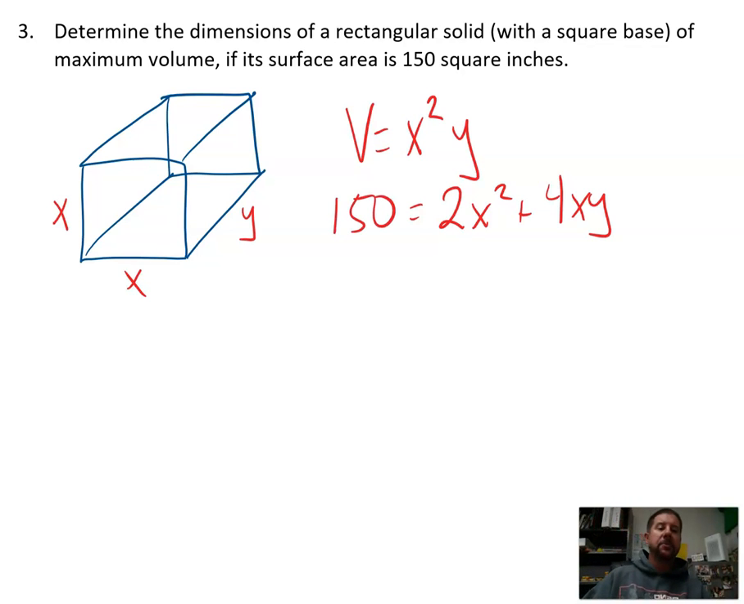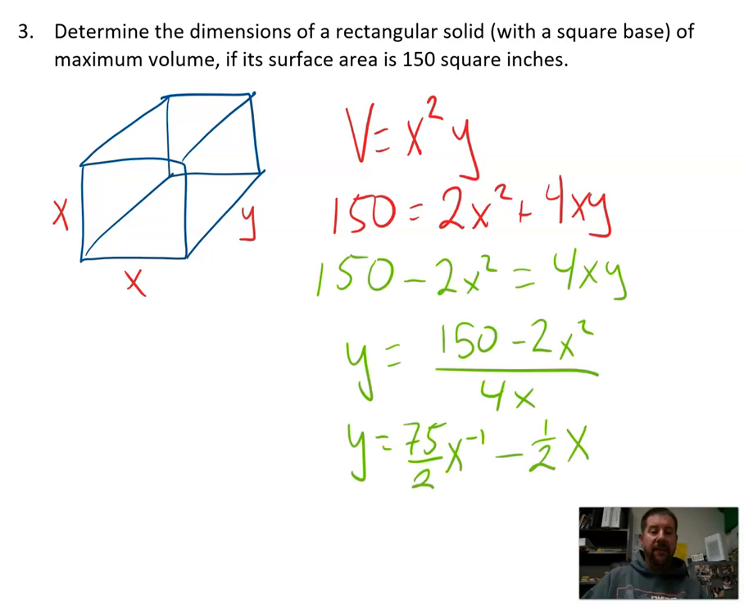And now I'm going to write my objective function in terms of one variable. If you look here, I chose to solve for the y variable. I think that's going to be the easiest. So I got 150 minus 2x squared over 4x. And then I just simplify, divide the front and the back by 4x, and I've got this expression for y right here.